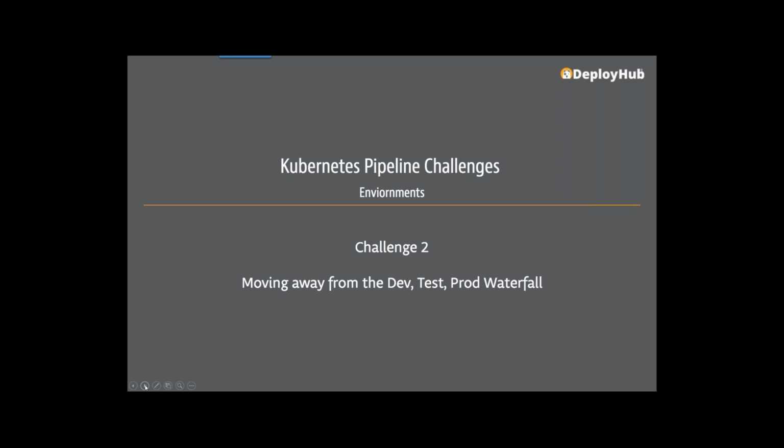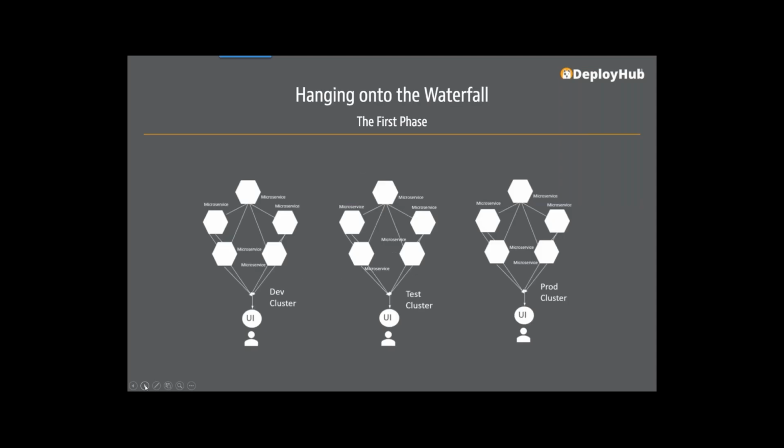Okay, challenge number 2, environments. We really are going to be moving away from this concept of dev environments, test environments, and production environments. This waterfall concept is finally going to go away. We talk about agile and moving away from waterfall practices, but our environments, and in many ways the way we see things, is still based on a dev, test, and prod structure. That, with Kubernetes, will eventually go away.